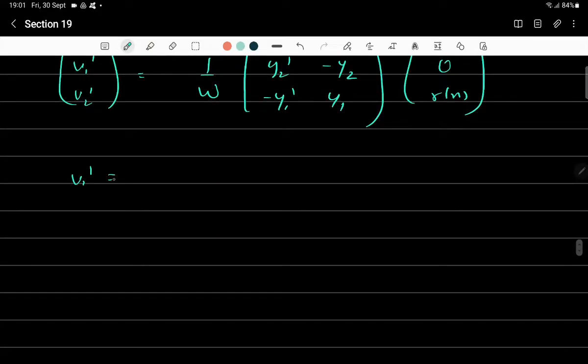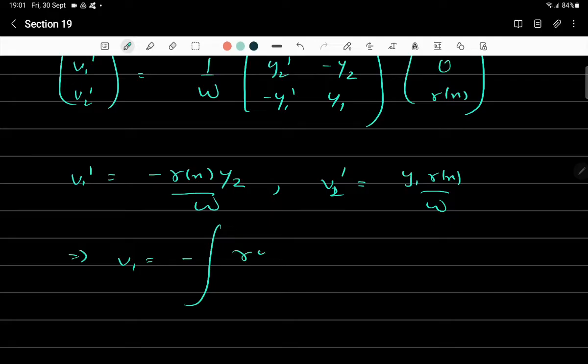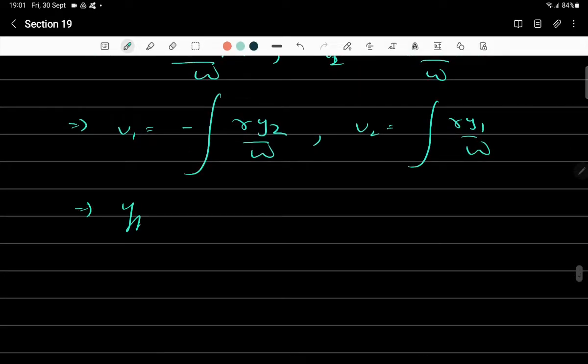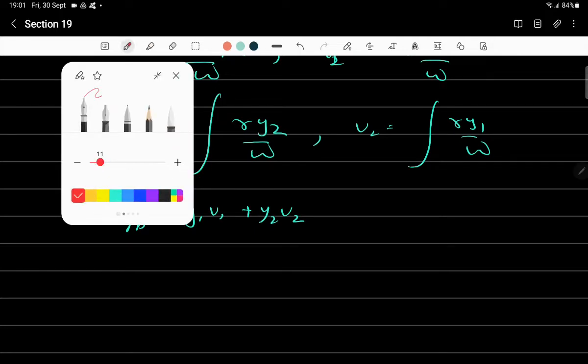If we solve it, then v1' would be -r(x) y2 by W, and v2' is equal to y1 r(x) by W. That gives me v1 equal to the integration of -r y2 by W, and v2 equal to the integration of r y1 by W, and that gives me yp = y1 v1 + y2 v2. So this is the method of variation of parameters. Now let's see some questions based on this method.